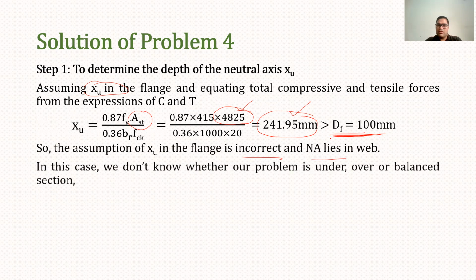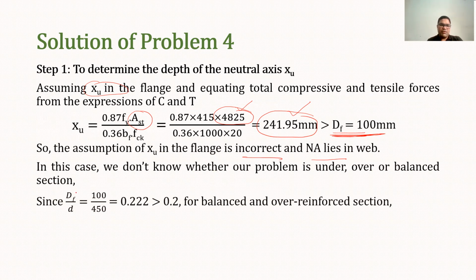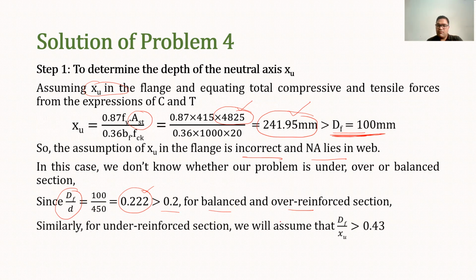So again, we will follow the same process that we did in the third problem. Here again, we don't know whether our problem belongs to an under-reinforced, over-reinforced or balanced section. So we will find the DF by D ratio. The DF by D ratio is the same because the dimensions of the T-beam are the same. It is 0.222, which is greater than 0.2, so it may be used for a balanced or over-reinforced section. Similarly, for an under-reinforced section, we assume that the DF by XU ratio will be greater than 0.43. Now we will try to find the correct value of XU.